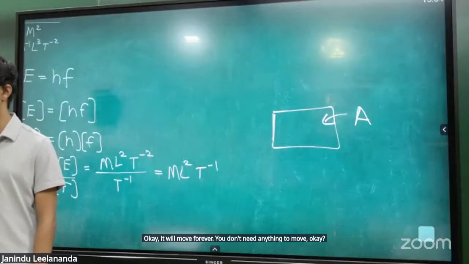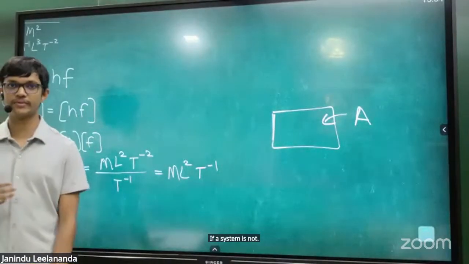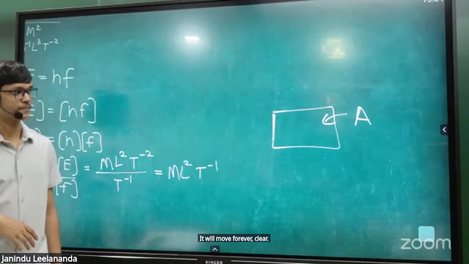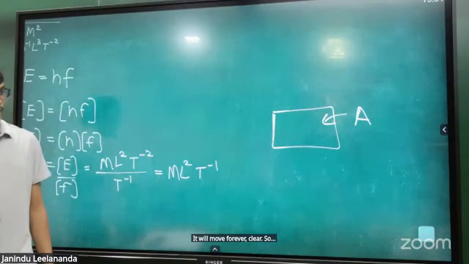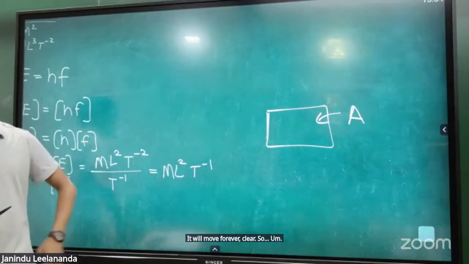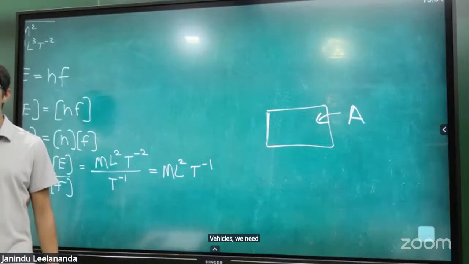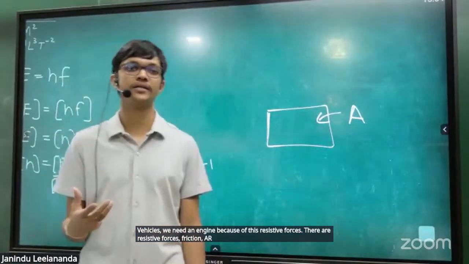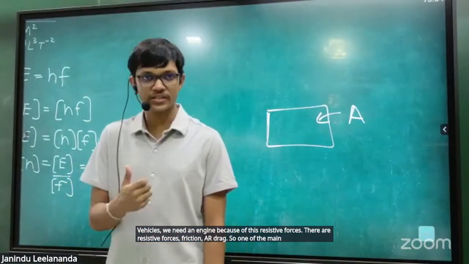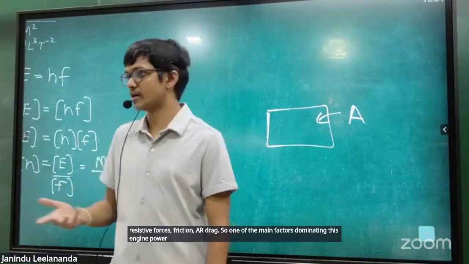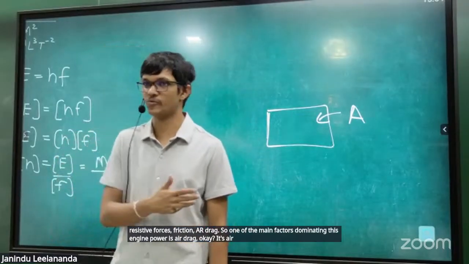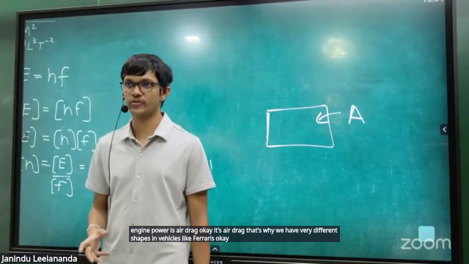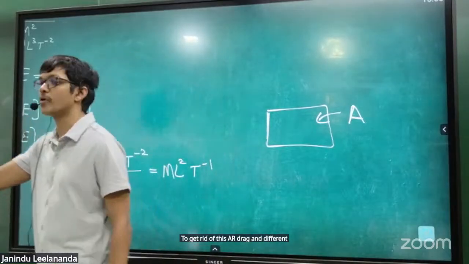If a system is not disturbed, it will move forever. Clear? For vehicles, we need an engine because of these resistive forces: friction and air drag. One of the main factors dominating the engine power is air drag. That's why we have very different shapes in vehicles like Ferraris, to get rid of this air drag and the different components related to it.